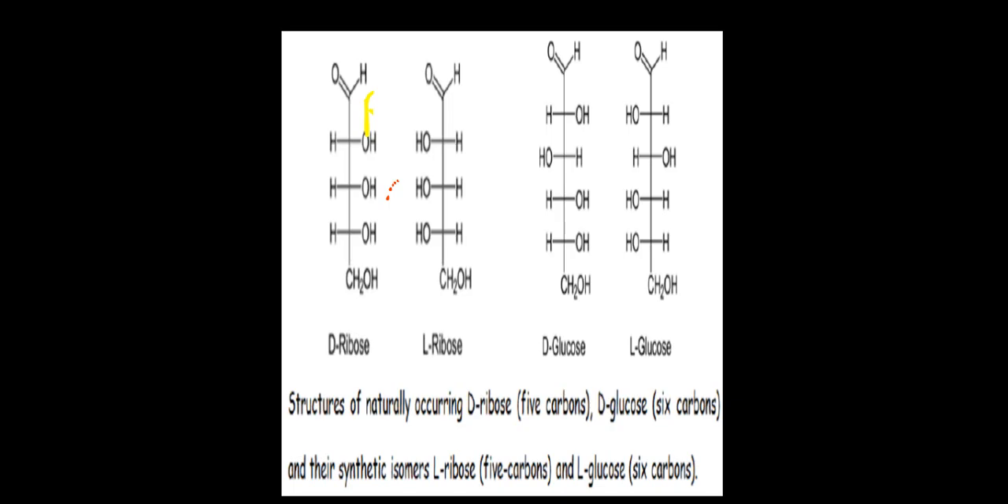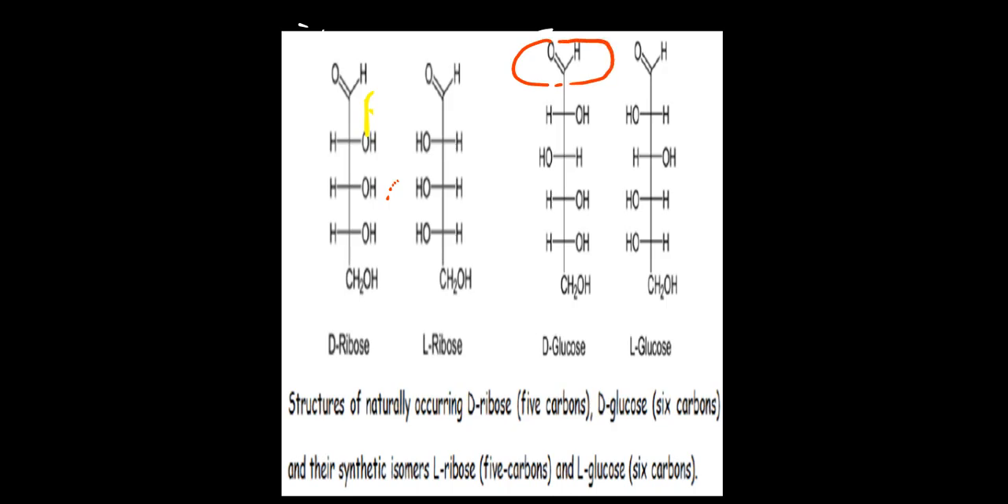Okay, now you realize that this glucose structure is a straight structure. It has an aldehyde group at the end of the molecule.